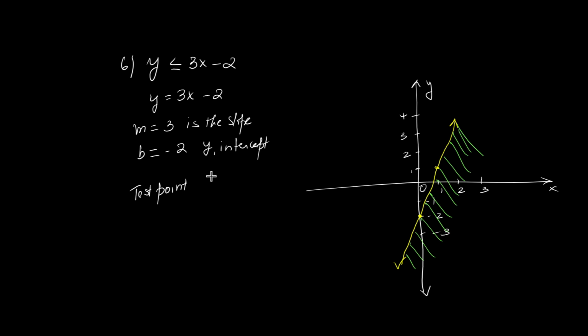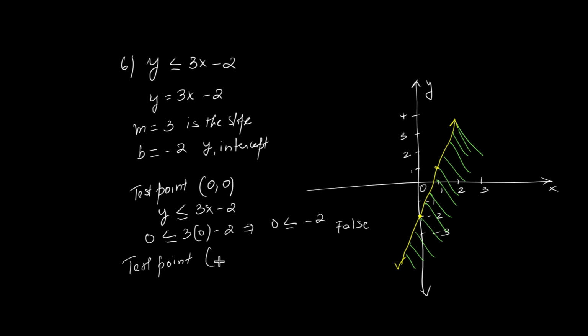Let's test the point 0, 0. Is 0 less than or equal to 3 times 0 minus 2? That gives us 0 less than or equal to -2, which is false. So this point is not a solution. Now try another point, like 2, 1. Is 1 less than or equal to 3 times 2 minus 2? That becomes 1 less than or equal to 4, which is true. So we shade the region that contains the point 2, 1, which is the bottom of the graph.